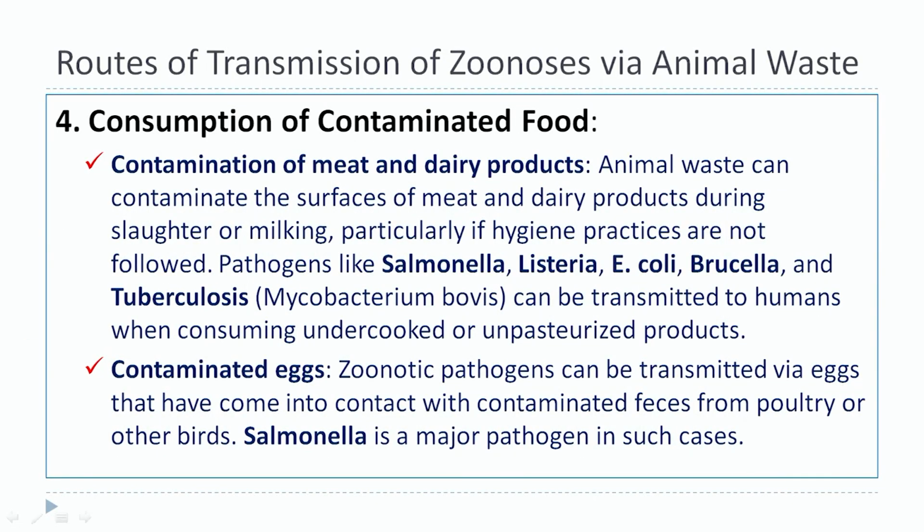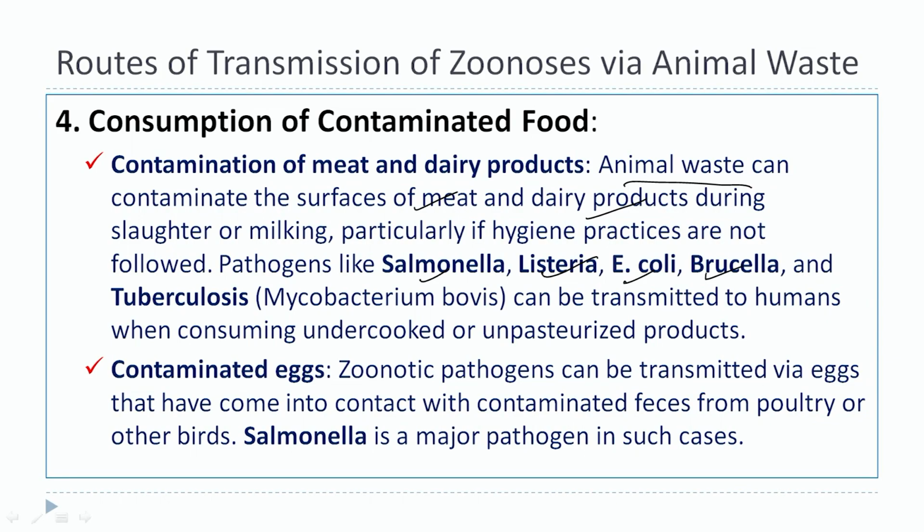Along with the three pathways that we have discussed, consumption of contaminated food, either milk or meat, is also an important route for transmission of different zoonotic diseases. Animal waste contaminates the surface of meat products or dairy products during the slaughtering and milking process if standard hygienic practices are not followed. The different diseases transferred by contaminated foods are Salmonella, Listeria, E. coli, Brucella and tuberculosis.